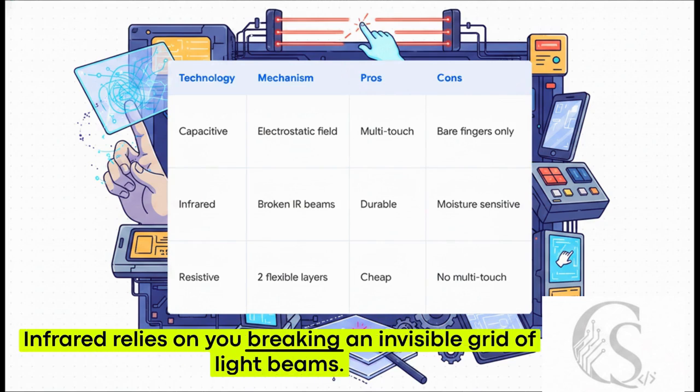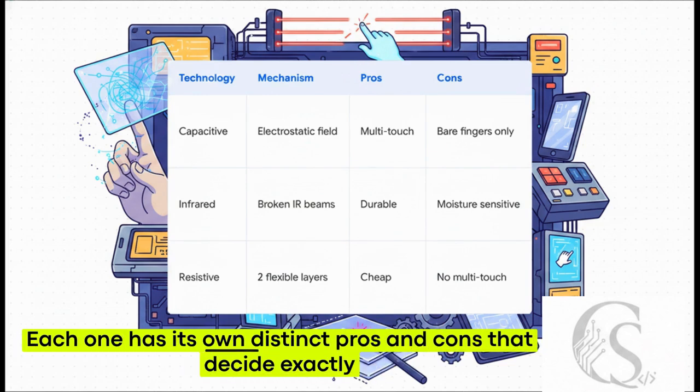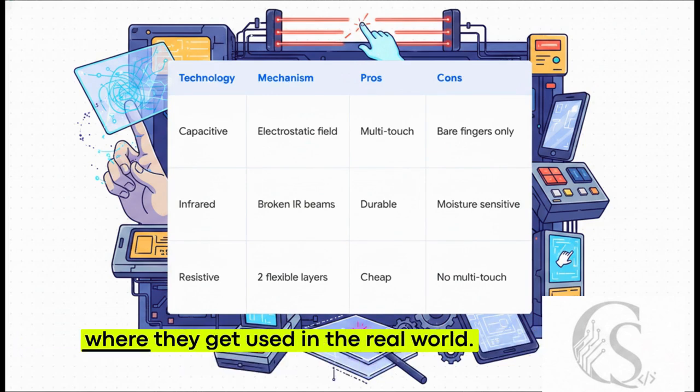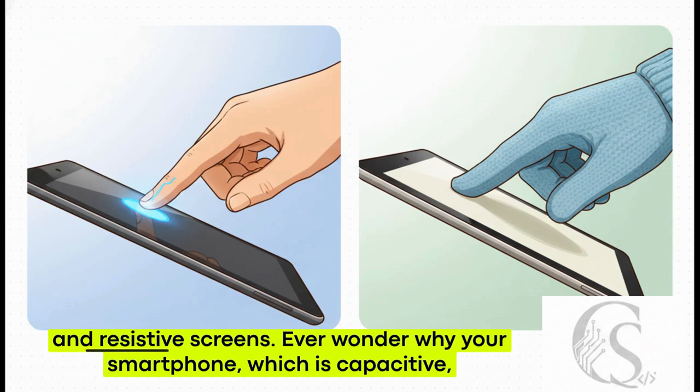Infrared relies on you breaking an invisible grid of light beams, and resistive relies on two physical layers actually being pushed together. Each one has its own distinct pros and cons that decide exactly where they get used in the real world. The absolutely crucial point here is knowing the practical difference between capacitive and resistive screens.